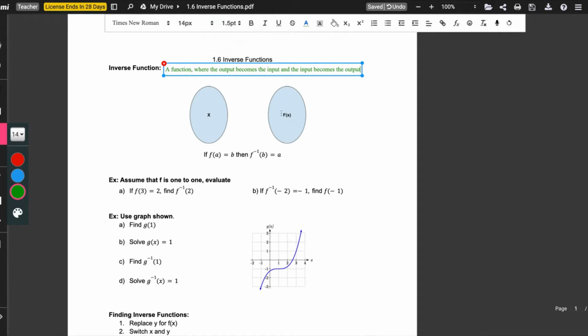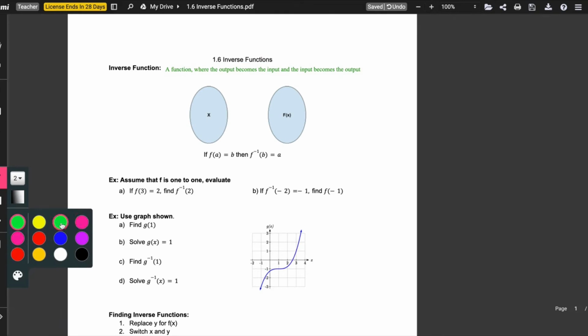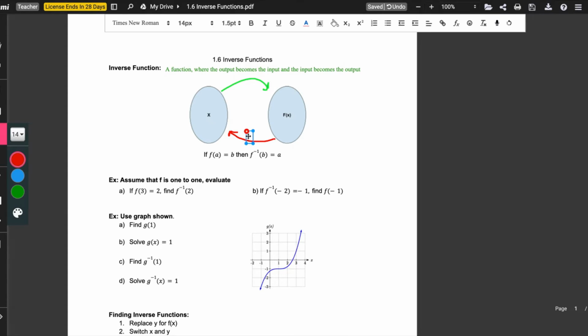So we have this diagram here where a traditional function is going to map an x from the domain to f of x, which is the output. So in a normal function, this is what's happening. It's going from here to here. Basically, if I plug in a number for x, I'm going to get a number in f of x. But in an inverse function, it goes the other way. If I plug in a number for f of x, I'm going to get my x value. So this is what the inverse function does.